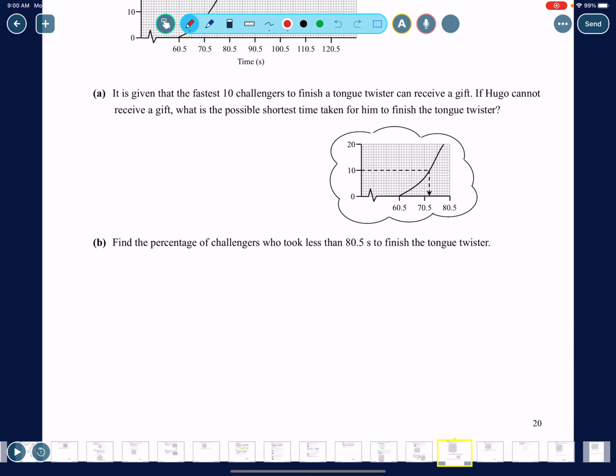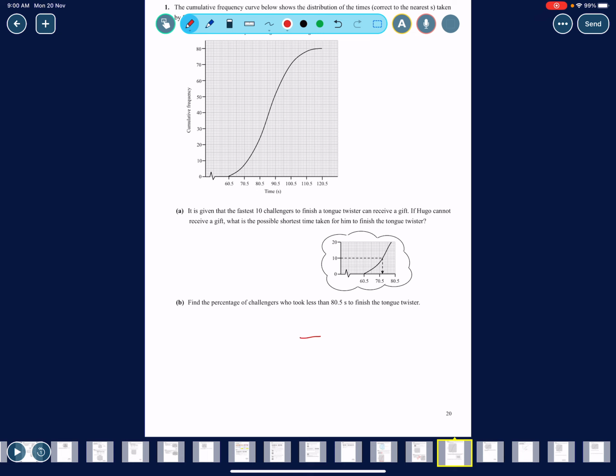So I think you can do percentages, right? You're just going to get the number divided by the total. The total is always the last one, in this case 80, times 100%. So I'll do this question B. Percentage of challengers who took less than 80.5. So we can directly get a number. Let's just say it's 15. Yep, 15.